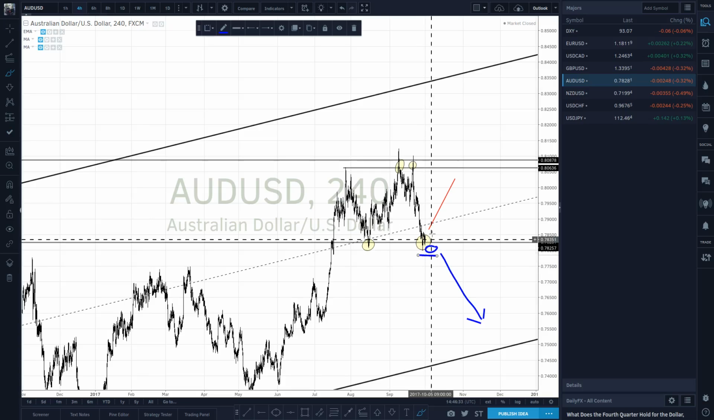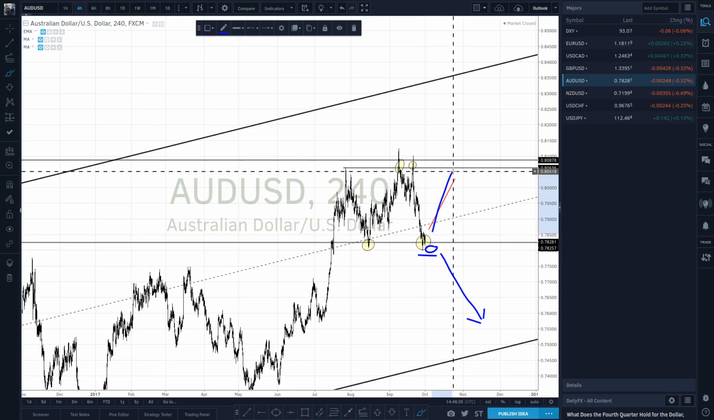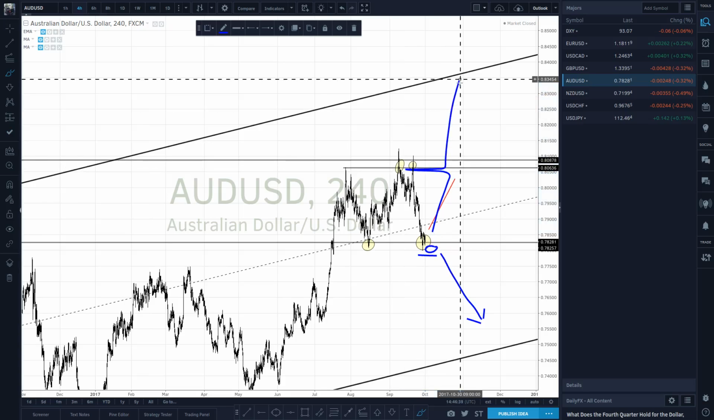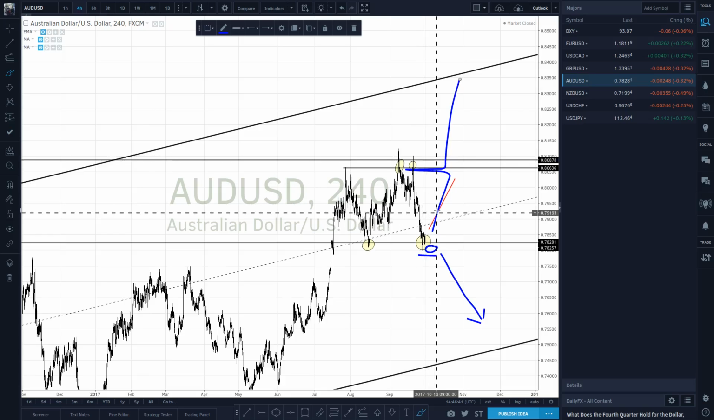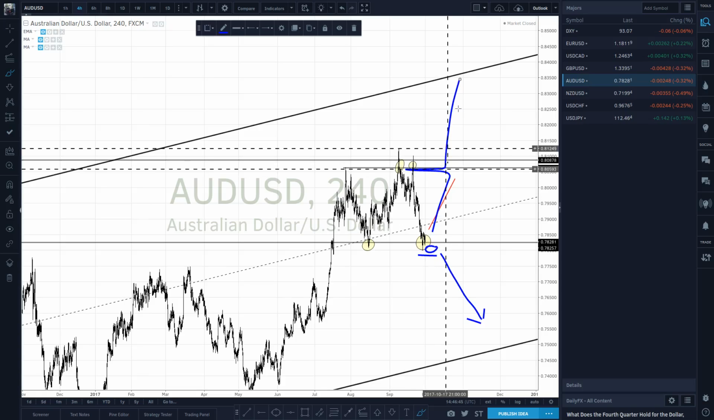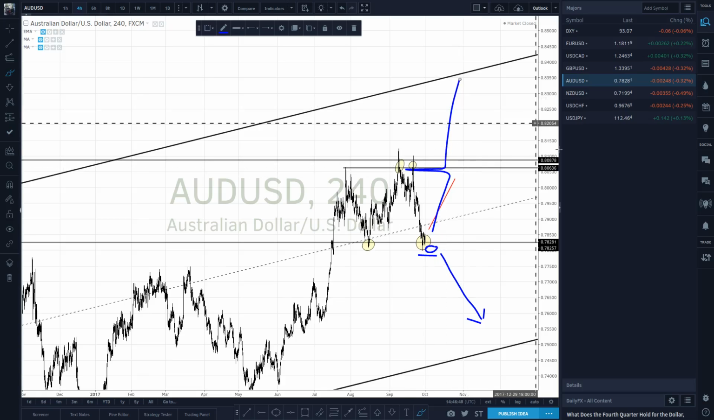Gives us risk reward. You come up to either test these highs here, or we're going to end up testing the top of this channel. So if the pair does head higher, this would be a good area to take off some profits and then just let the rest of it ride.